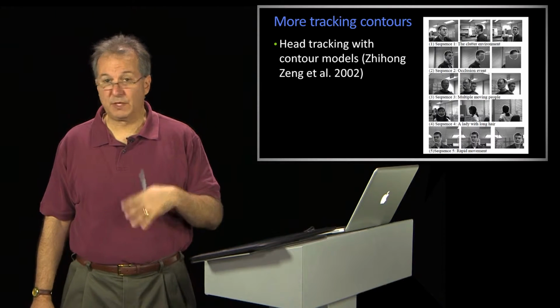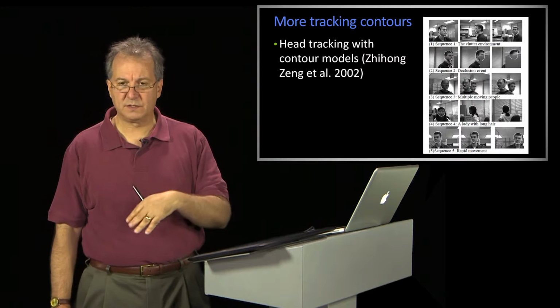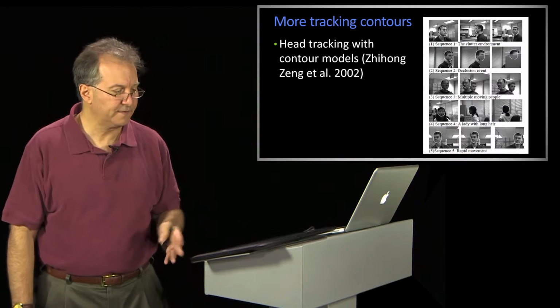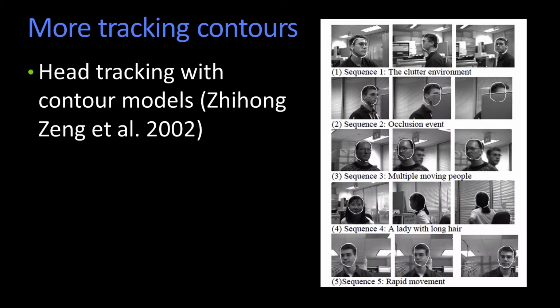So that was the original condensation paper. Like I said, it was in '98. There have been many versions subsequent, things that have to do with importance sampling that look at the particles and stuff. Here's another example of doing head tracking, 2002. And you can see it's a little hard right there, tracking the head there.